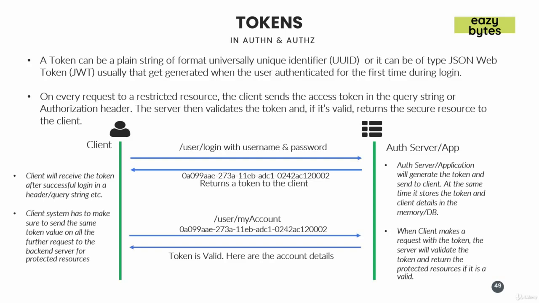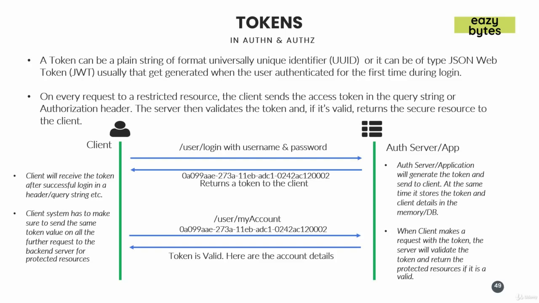and for every subsequent request that they are going to make to the backend, like I want to access my account details, which is a protected resource, I will pass this token along with the request that I want to send, either in the authorization header or wherever it is apt for my application.